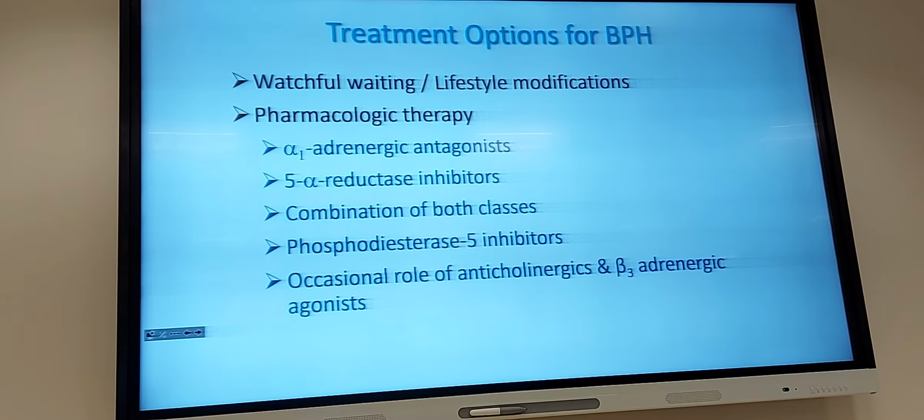We'll also talk a little bit about anticholinergics and beta 3 adrenergic agonists. They help more with irritative symptoms, so they are not commonly used, but there is some role. Most commonly used are alpha 1 adrenergic blockers. That's your first line treatment for symptomatic relief. Then you can add other drugs like 5 alpha reductase inhibitors or something else, and then obviously you have surgery.